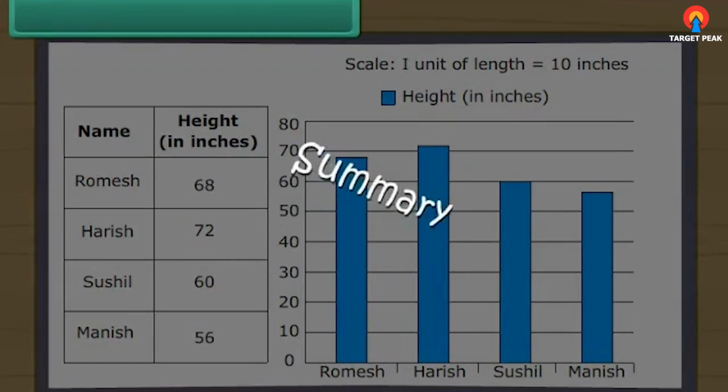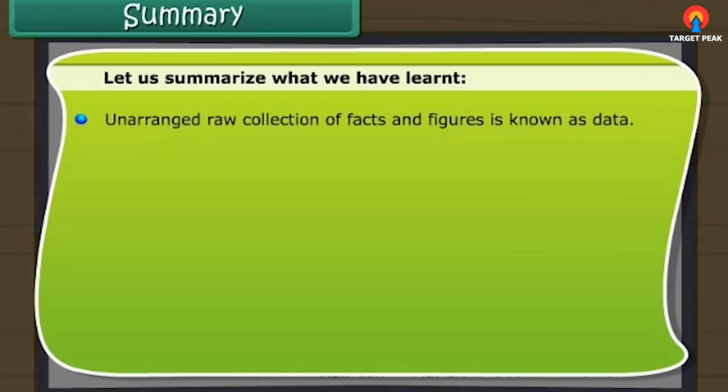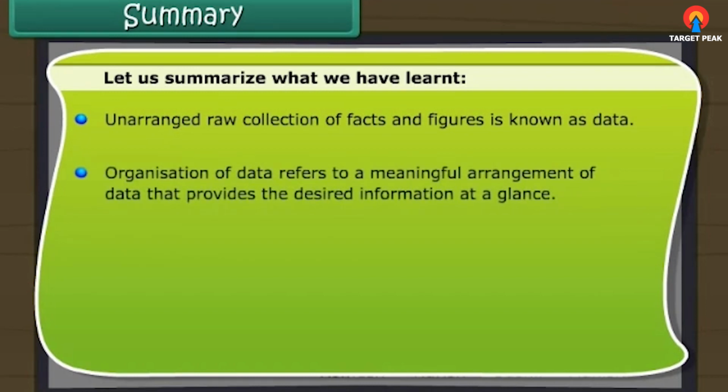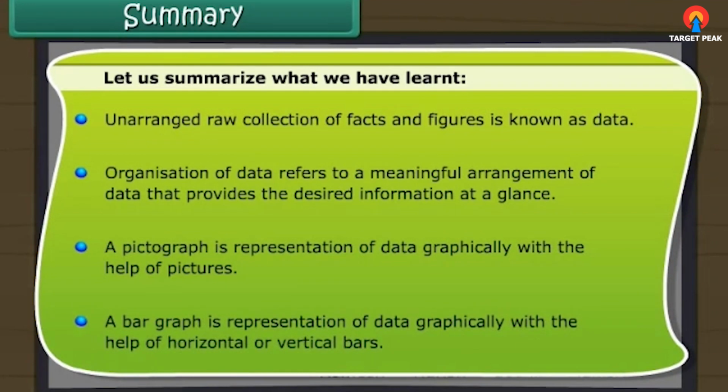Summary. Let us summarize what we have learned. Unarranged raw collection of facts and figures is known as data. Organization of data refers to a meaningful arrangement of data that provides the desired information at a glance. A pictograph is representation of data graphically with the help of pictures. A bar graph is representation of data graphically with the help of horizontal or vertical bars.